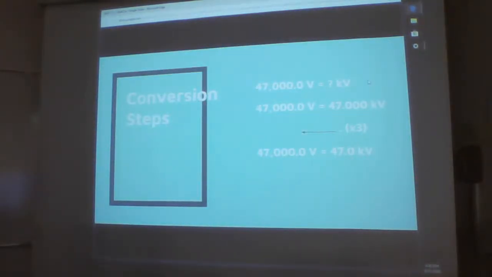So here's an example of that. We have 47,000 volts. We want to know how much that is in kilovolts. If we take the decimal, we're going to move it 3 places to the left, so it becomes 47 kilovolts, because 1 kilovolt is 1,000 volts. If I divide 47,000 by 1,000, that gives me 47 kilovolts. That's how much 47,000 volts is in kilovolts.